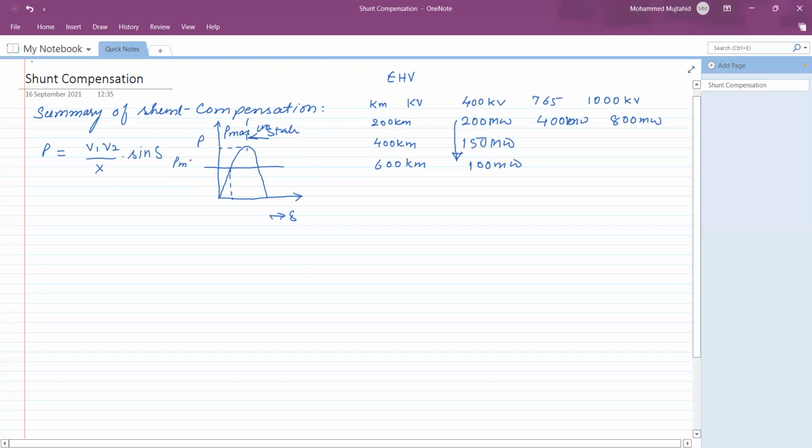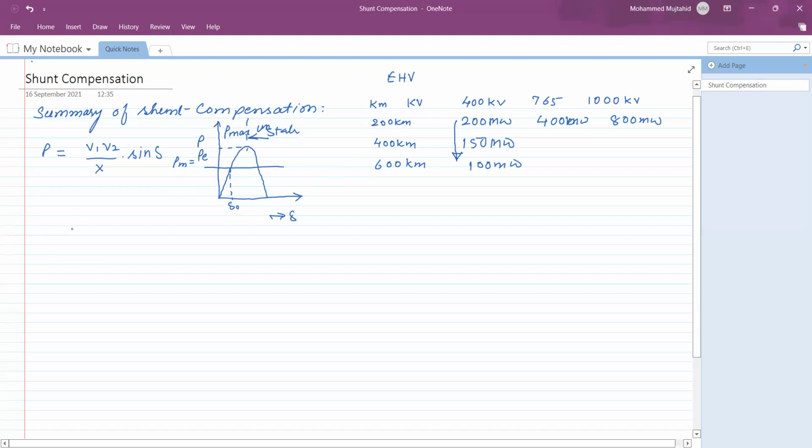Here the mechanical input to the prime mover and the electrical output of the alternator are the same, meaning an equilibrium position, and it operates at, say, delta 0. So this is the operating condition. This is the basic reason why we are using the FACTS devices. FACTS devices are used to modify the electrical characteristic of the transmission line to increase the power handling capacity as well as to improve the transient stability of the system.